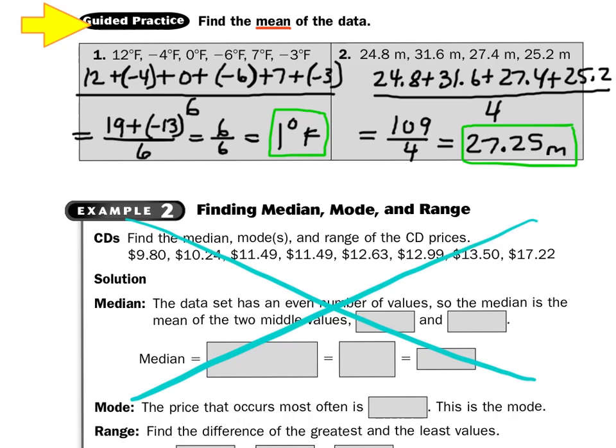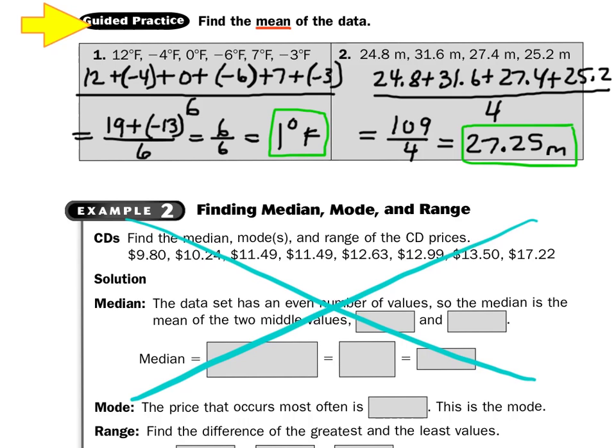Okay, so take a look at the guided practice. Find the mean of the data. So we're going to add 12 plus negative 4 plus 0 plus negative 6 plus 7 plus negative 3 divided by, and then you count 1, 2, 3, 4, 5, 6, so divided by 6.